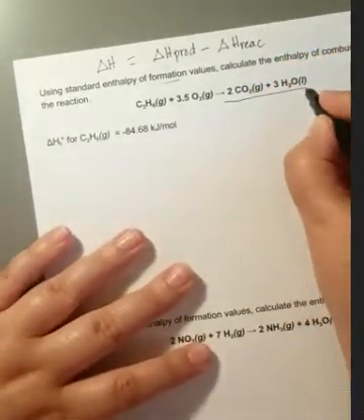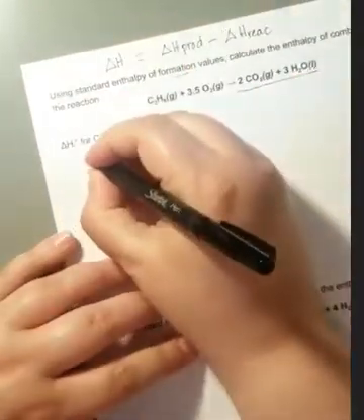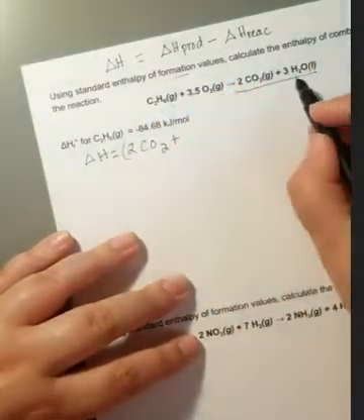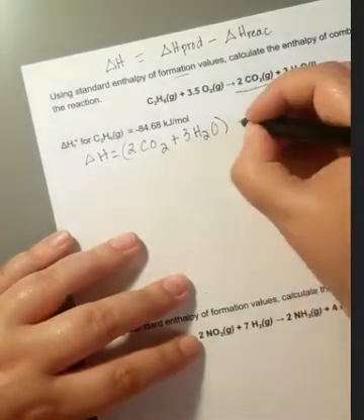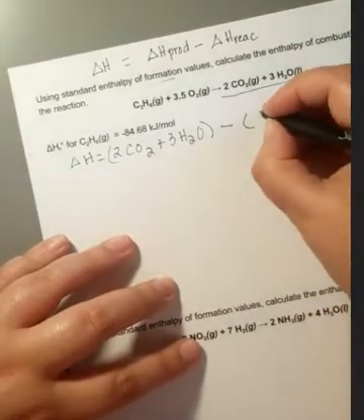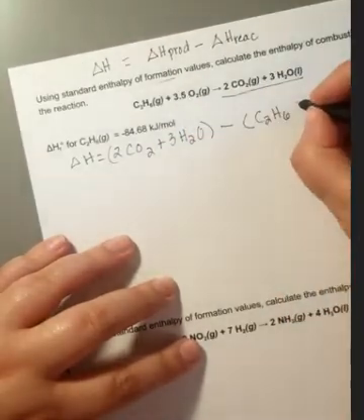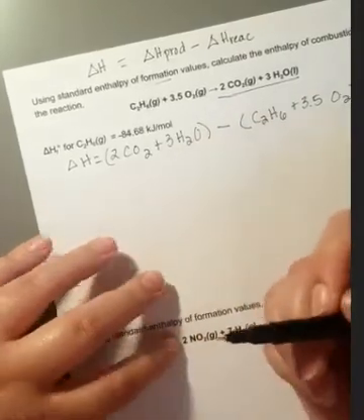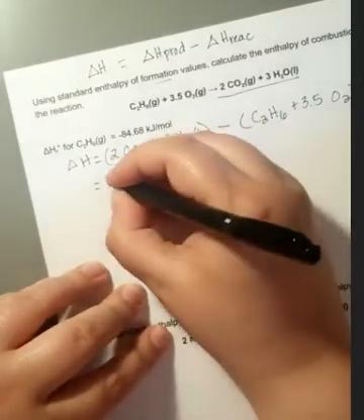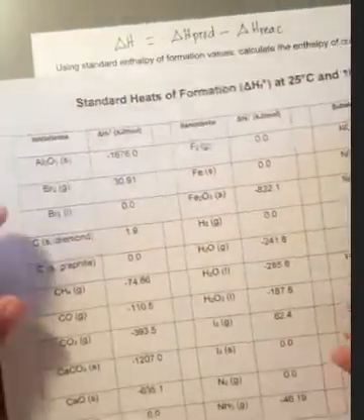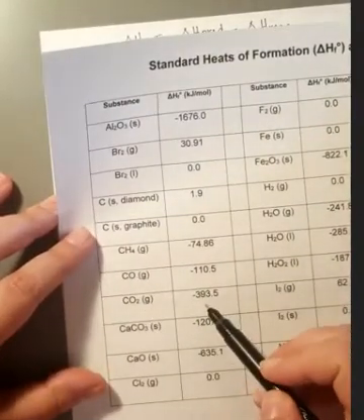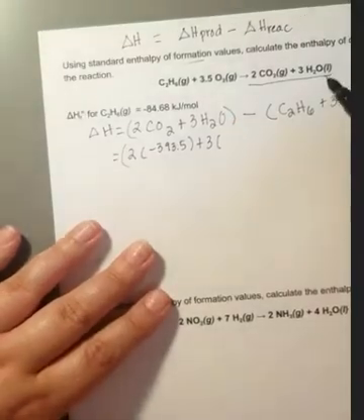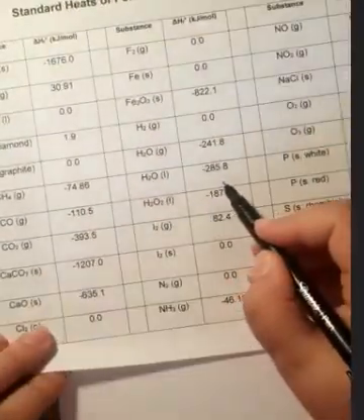My products are CO2 gas and H2O liquid. So my delta H is going to be 2 times CO2 plus 3 times H2O, minus C2H6 plus 3.5 O2. When you do this, you take into account the moles, so the coefficients in the front. So 2 times CO2 as a gas. I go back to my sheet. CO2 as a gas is negative 393.5, plus 3 times H2O as a liquid. H2O as a liquid is negative 285.8.